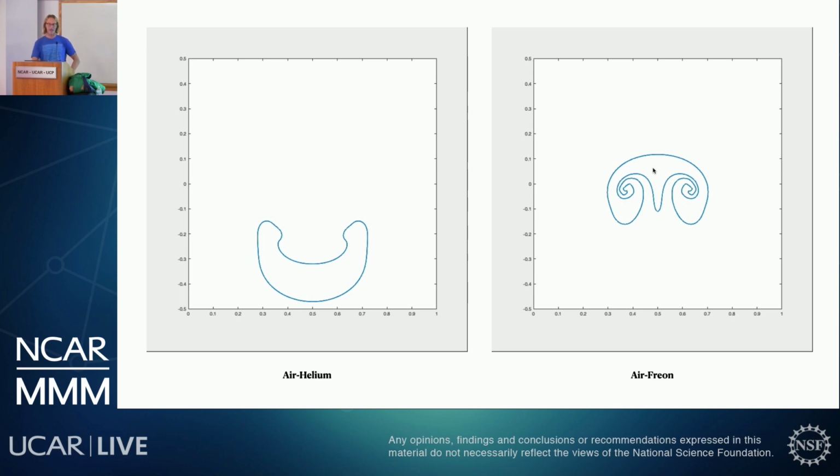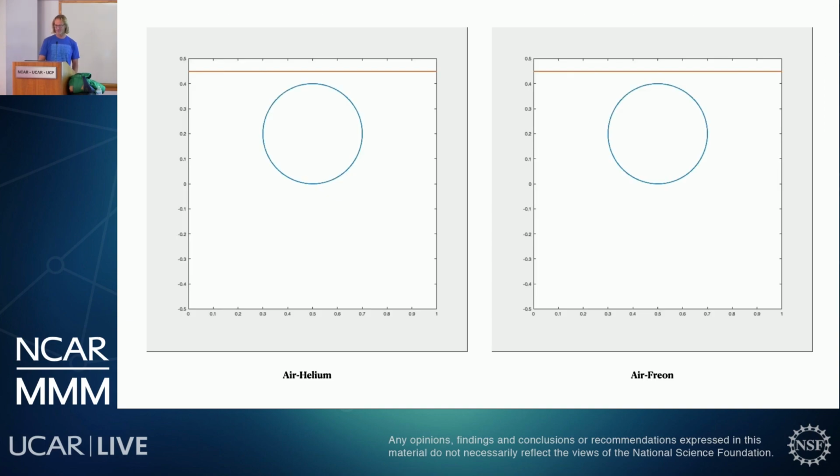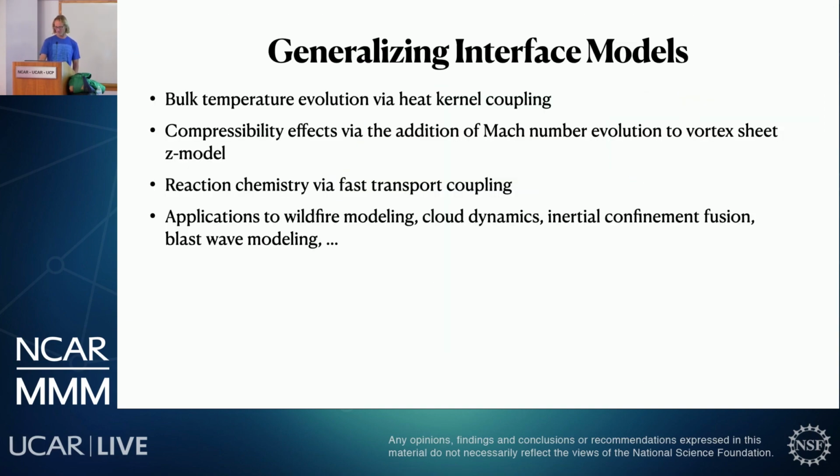This is where we're at in the program. We're going to add these things in the next few months, these things I've described. So this is what I mean by generalizing interface models. The next thing we're doing is adding bulk temperature effects. Instead of having to solve any specific equation, you can essentially have almost a closed form solution from a heat equation to give you very accurate temperature profiles.